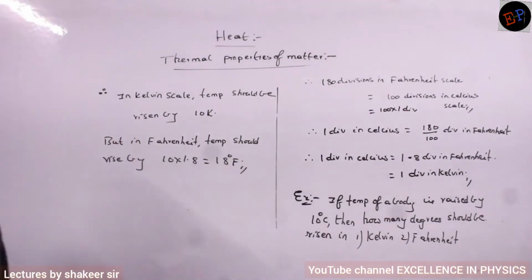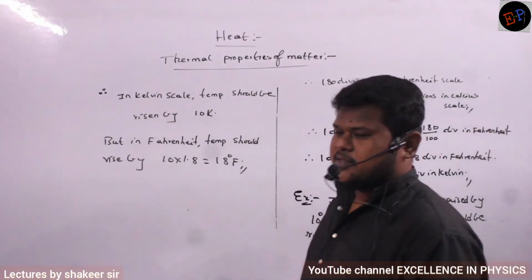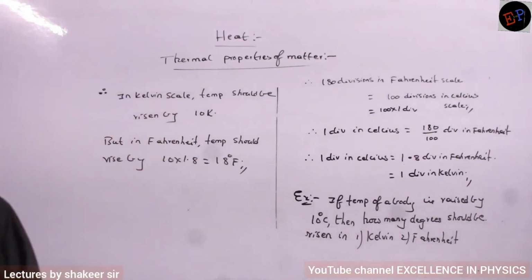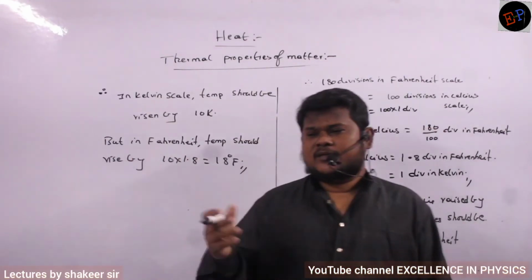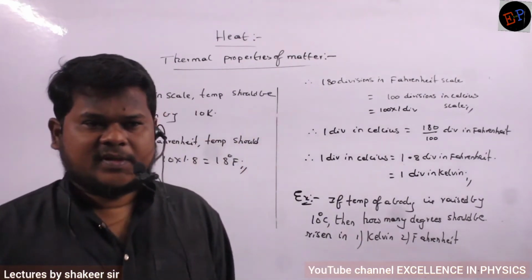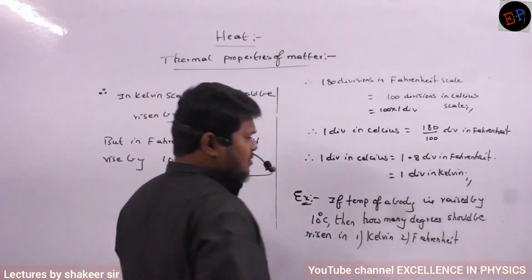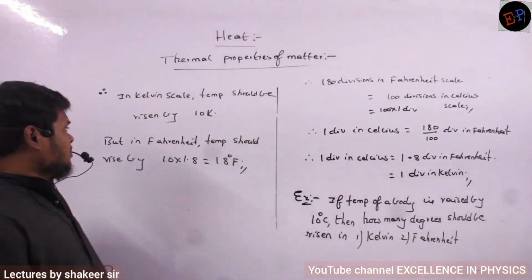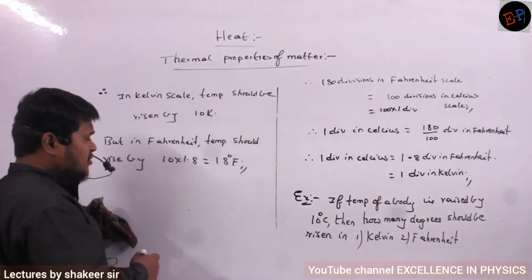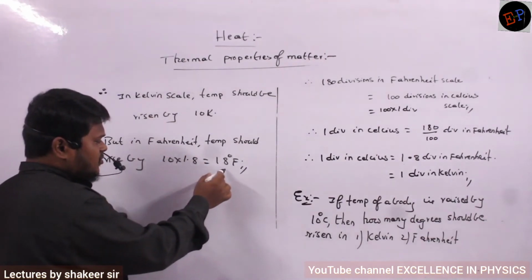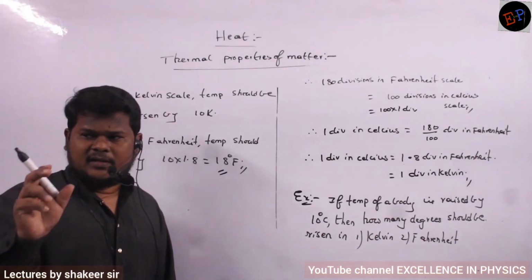That's it. Because each division in Celsius is equal to 1.8 divisions in Fahrenheit. Understood, no? So a division in Celsius is bigger, and a division in Fahrenheit is smaller. How many times bigger? 1.8 times bigger. Which one? Each division in Celsius scale. So therefore if I have to write 10 degrees Celsius, then in Fahrenheit scale I have to rise totally 18 degrees Fahrenheit. Then only the same amount of rise in temperature will happen.